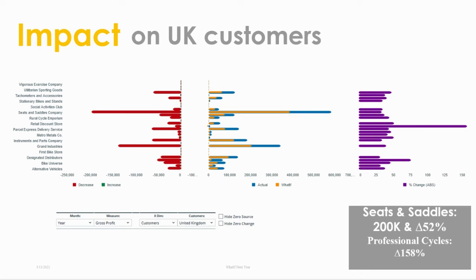Within the UK, Seats and Saddles has a 200,000 drop in profit at around 52%. It's the highest decline. Some UK customers have as much as 158% reduction in profit. So our What-If model is a great tool for identifying which elements are impacted by our scenario and the scale of that impact.